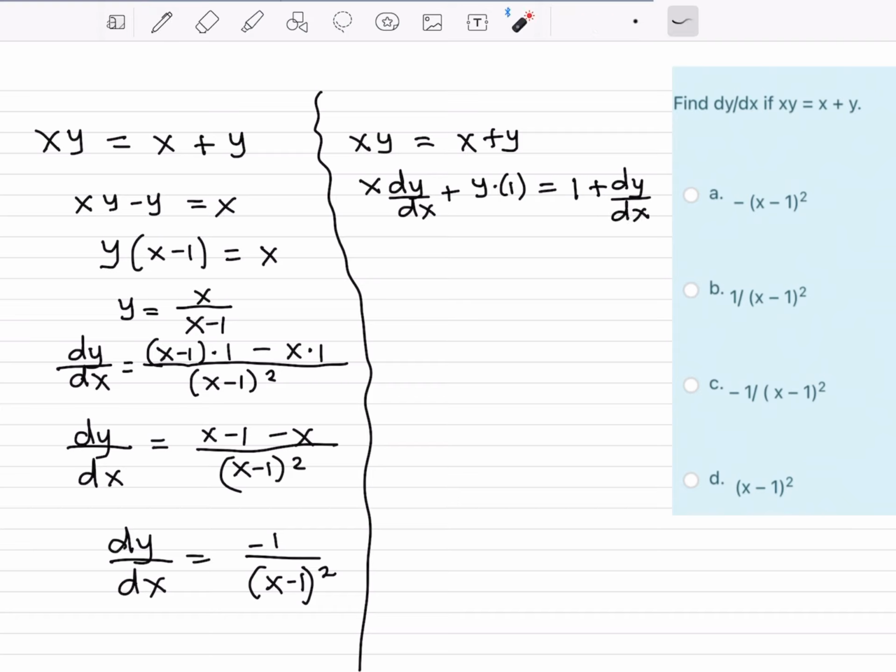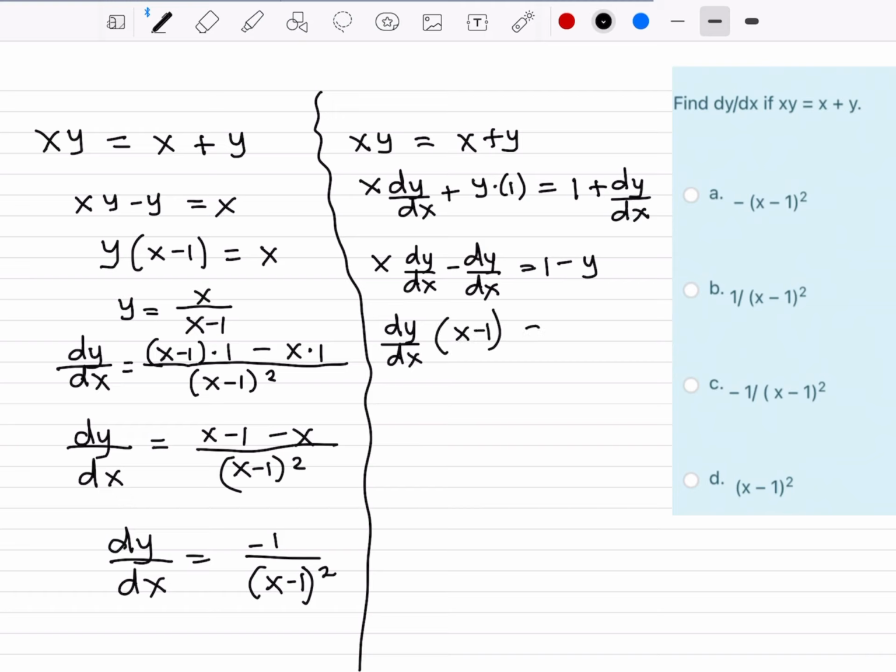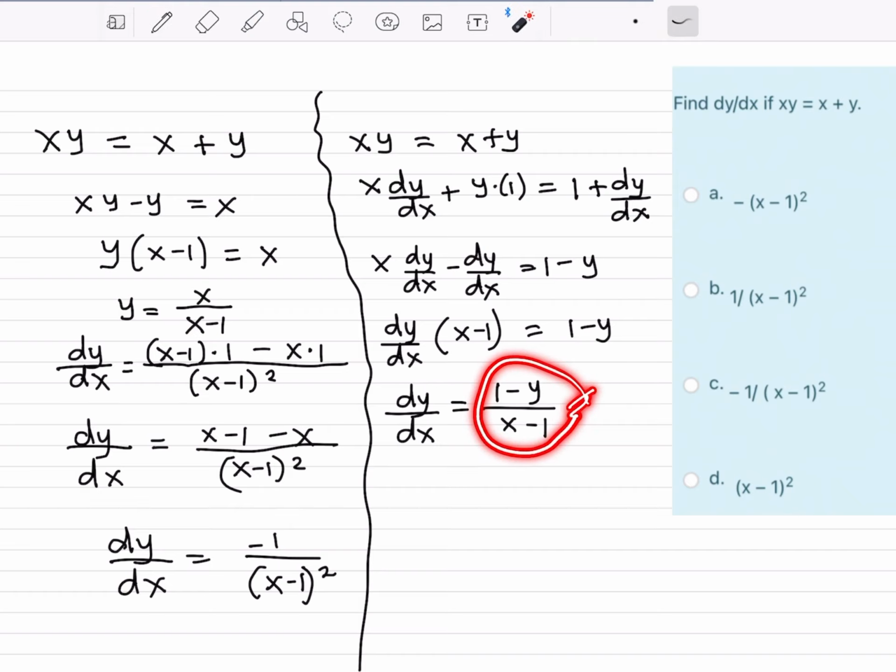Okay, collect terms having dy over dx on one side of the equation. So x dy over dx minus dy over dx equals 1 minus y. Okay, so dy over dx times x minus 1 equals 1 minus y. And dividing both sides of the equation by x minus 1, dy over dx is 1 minus y all over x minus 1. Now, seemingly, this is not found among the options because your options consist of the variable x alone. There is nothing which consists of the variable y.